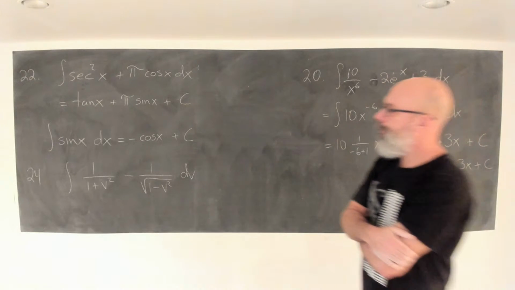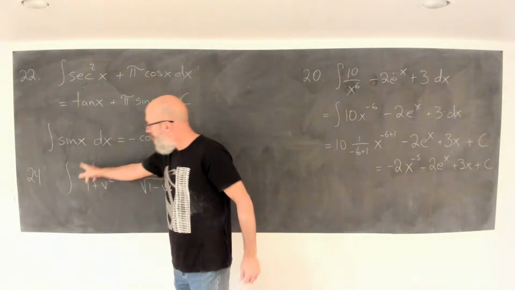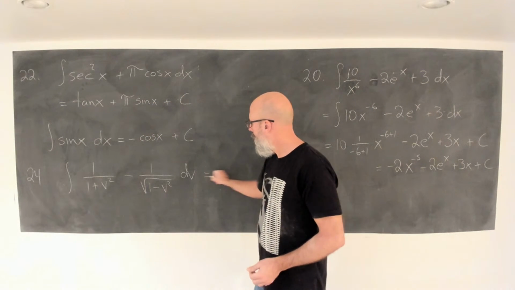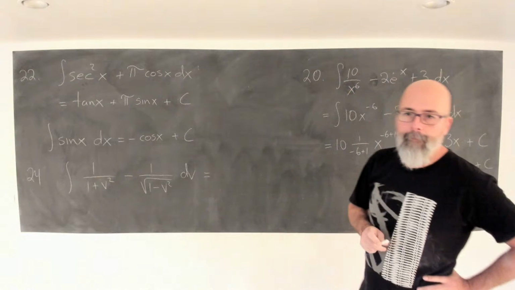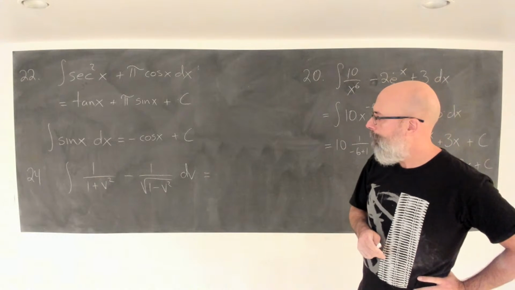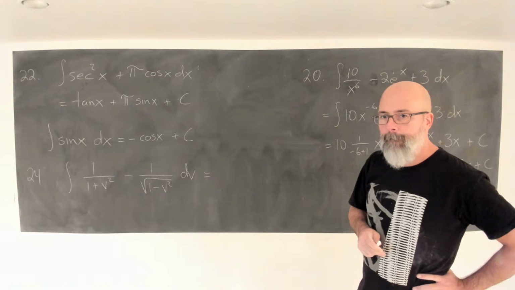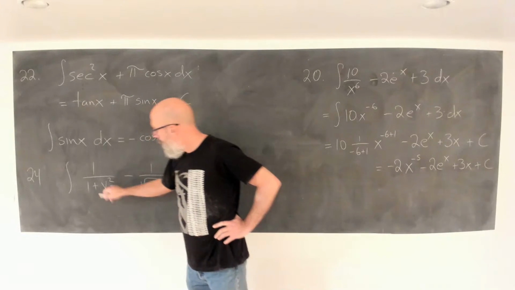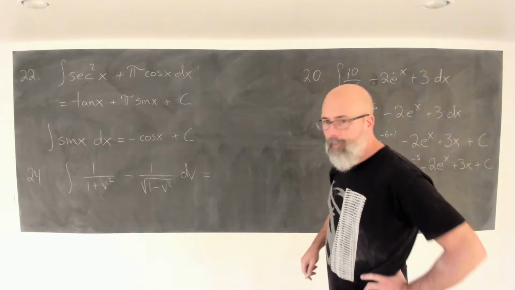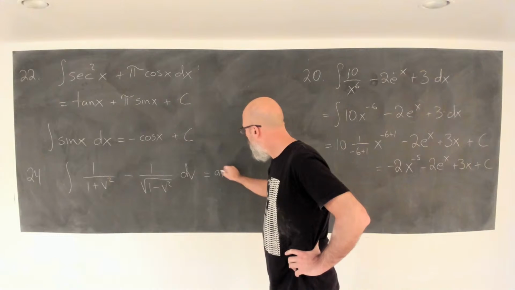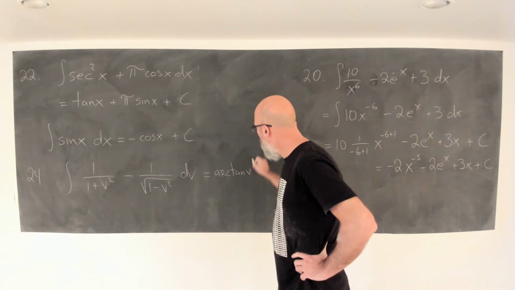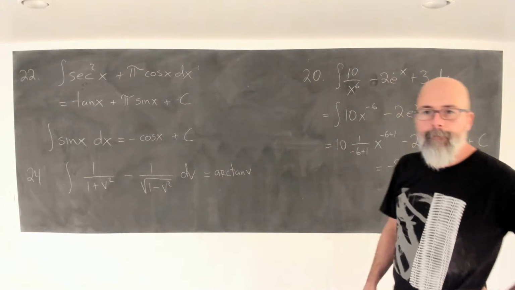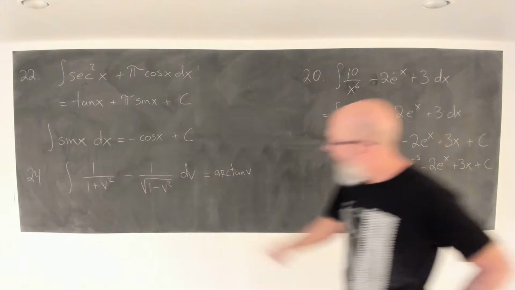Do we know a function whose derivative is 1 over 1 plus v squared? Anybody? If this had been an x, thank you, Olivia, the arctangent function, arctan v, has derivative 1 over 1 plus v squared. Absolutely.